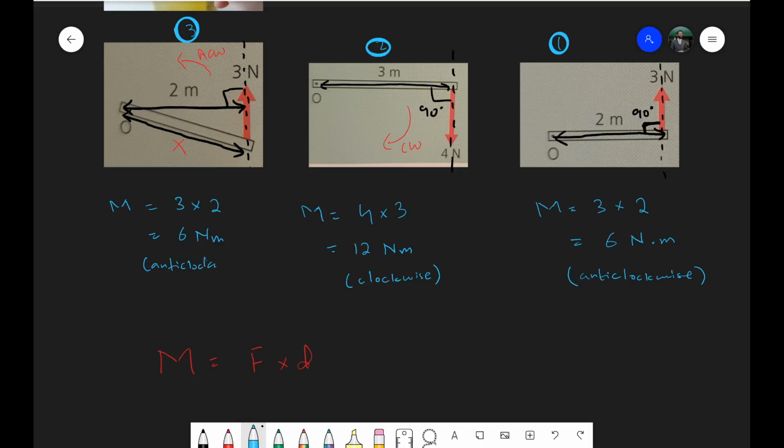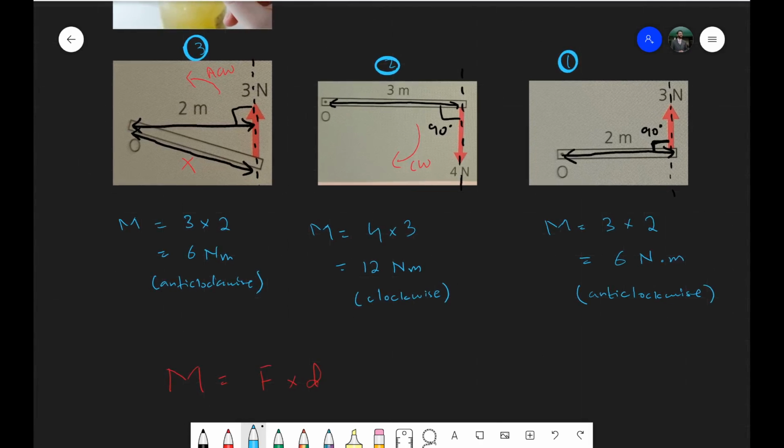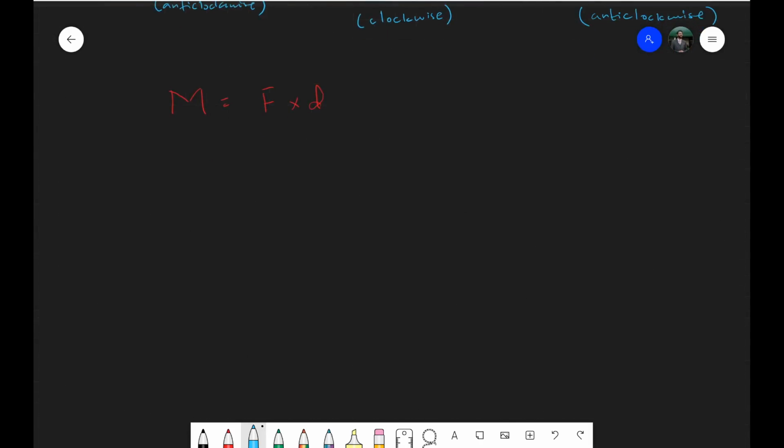So now we know how to calculate the moment of any force about a point. The point O in all of these examples was your pivot or the center of rotation. And whenever you read a problem where you have to solve these problems, it will always say take the moments about a specific point. So right now we are taking moments about point O, which we are taking as the pivot.